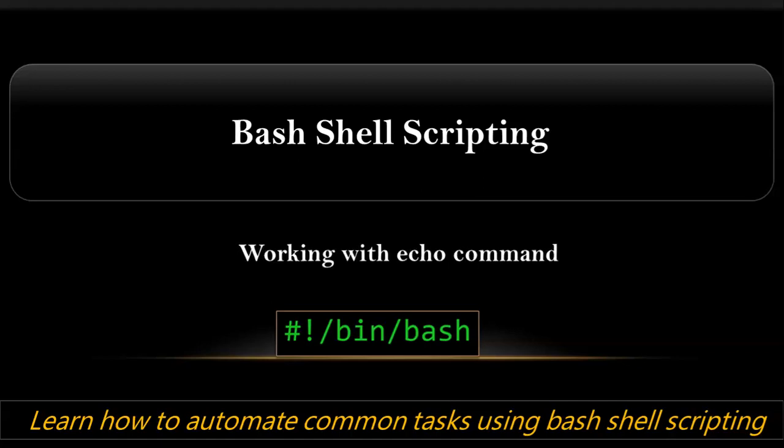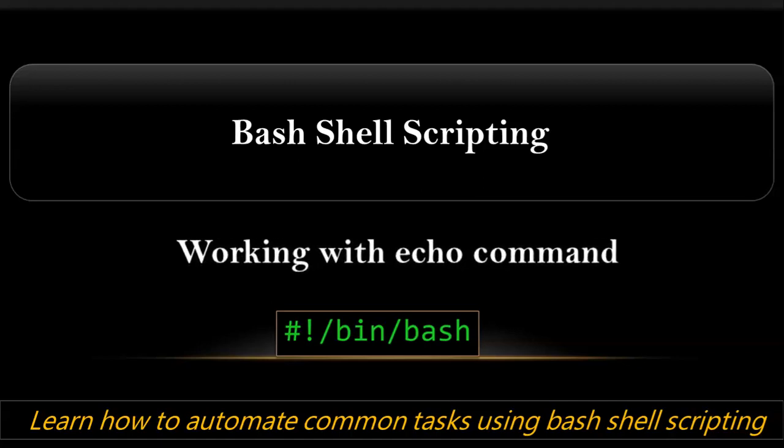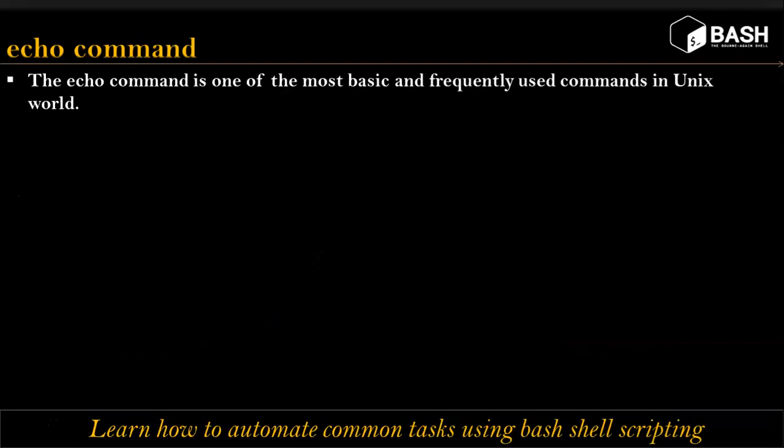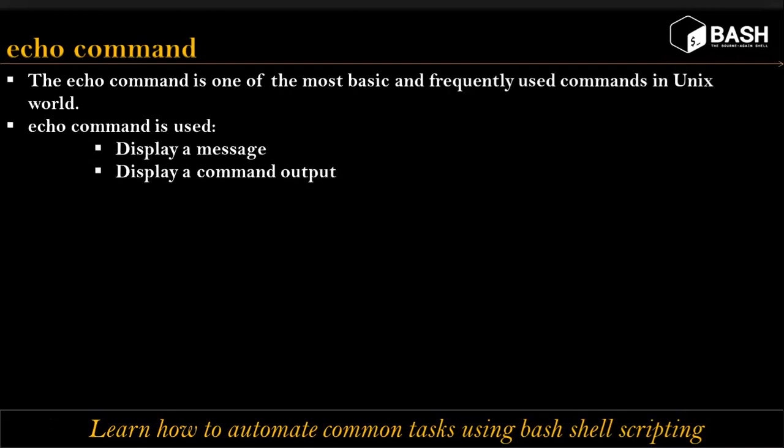Friends, here our concept is working with the echo command. This echo command is one of the most basic and frequently used commands in our Unix world, and it is used to display a message, to display a command output, and to display a variable value. You can use your echo command on your command line and also in your shell scripts.